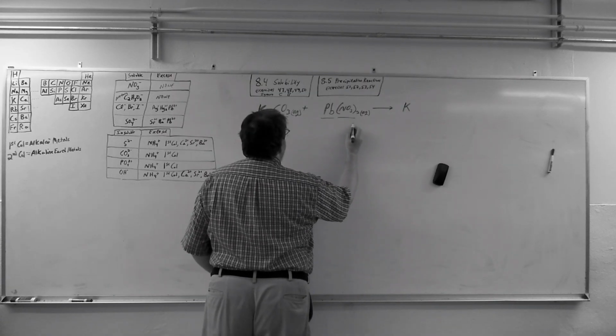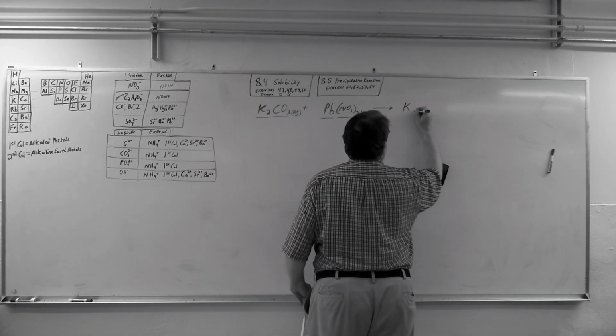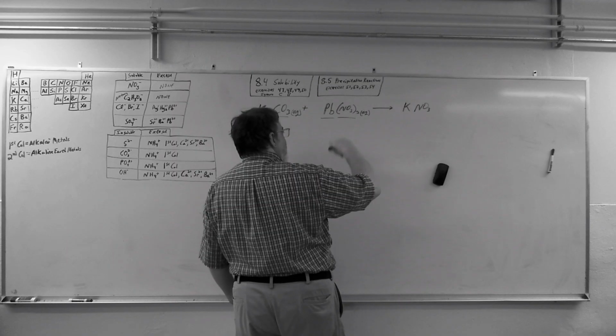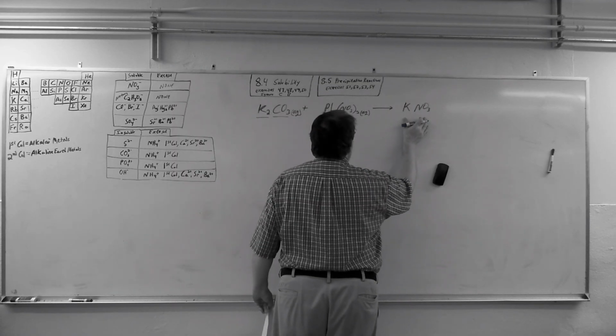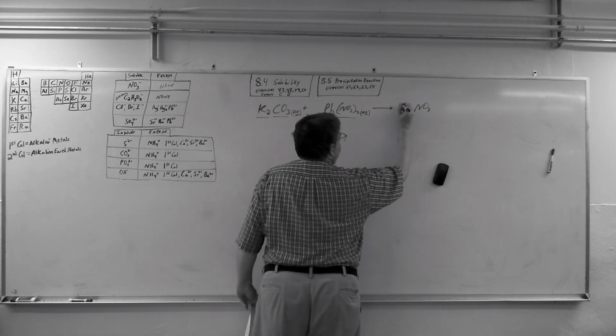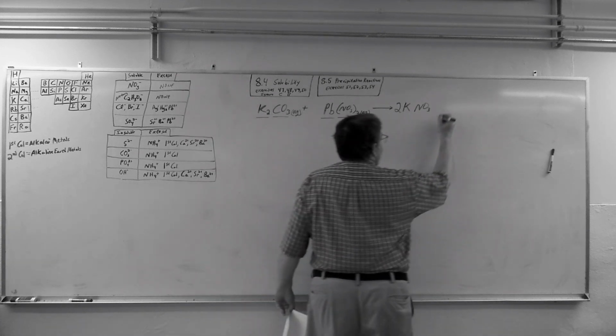We want this positive ion to go with this negative ion. NO3 is one negative, K is one positive, so I'll leave it like that. Since there's two of these and two of these, I need to put a 2 here. That's balancing the reaction.